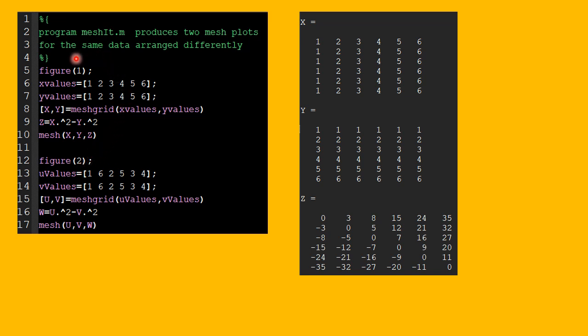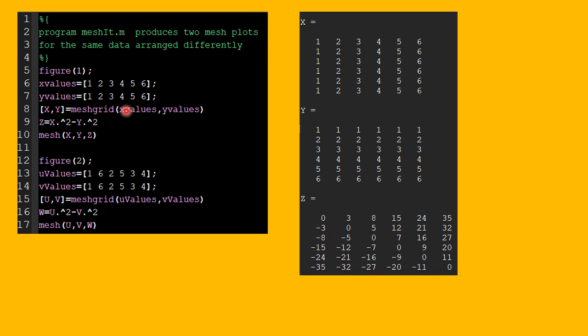And we're first going to look at what happens with this part of the code in creating a surface plotted using the mesh command. And the figure is going to be called figure 1. So let's see what happens here. We first define an array which we call xvalues, which just has the numbers 1, 2, 3, 4, 5, and 6 in it. We also create another array yvalues, which has 1, 2, 3, 4, 5, 6 in it.